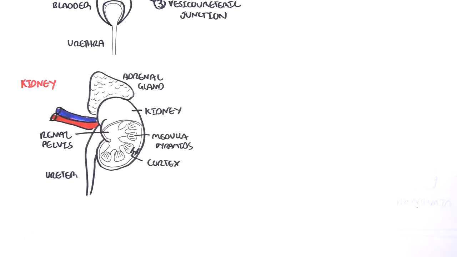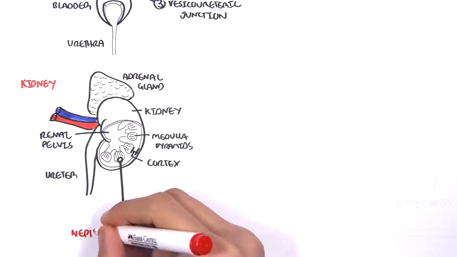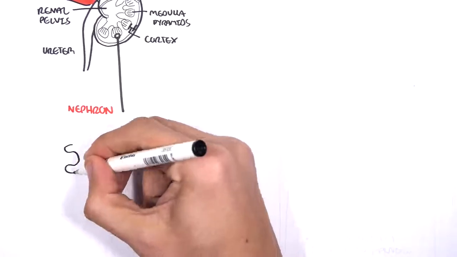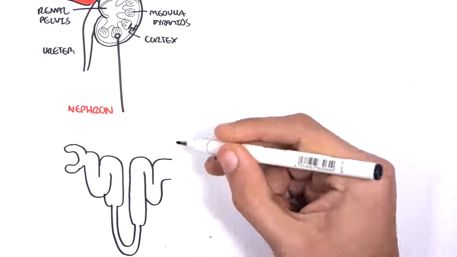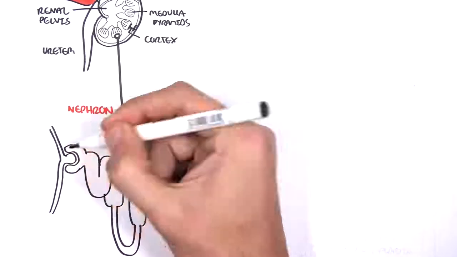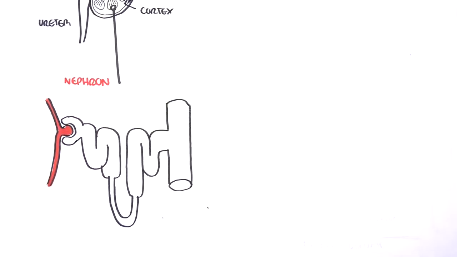Residing around and within the medullary pyramids are the functional units of the kidneys called nephrons. Nephrons are structures which filter our blood. They secrete waste and allow reabsorption of things into the bloodstream. Thus, they have a main role in regulating electrolyte and fluid balance in our body.